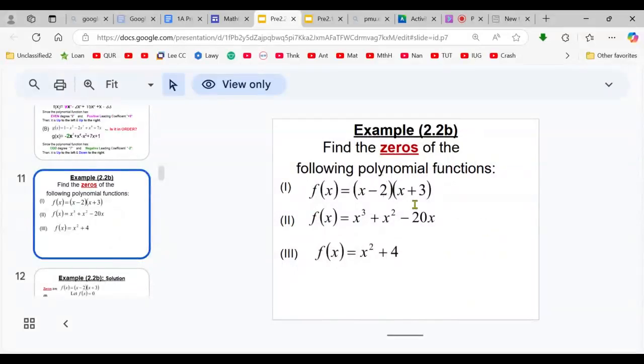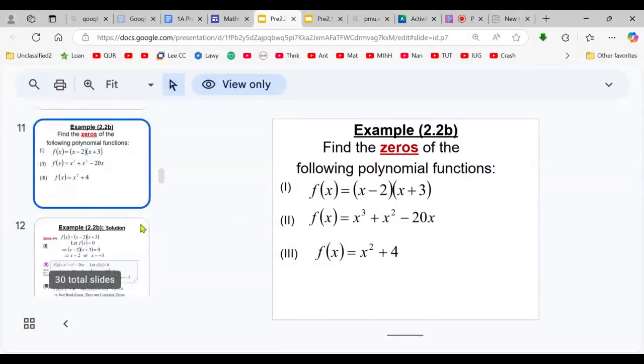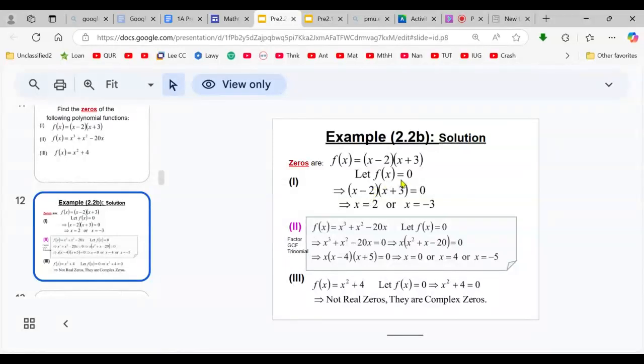Now this one is very easy. It says, find the zeros of the following polynomial. So all you have to do is replace f of x by 0. So let f of x equal 0, then you factor this, you get x equal 2 and negative 3. So what is the point now? It's going to be (2, 0) and (-3, 0).